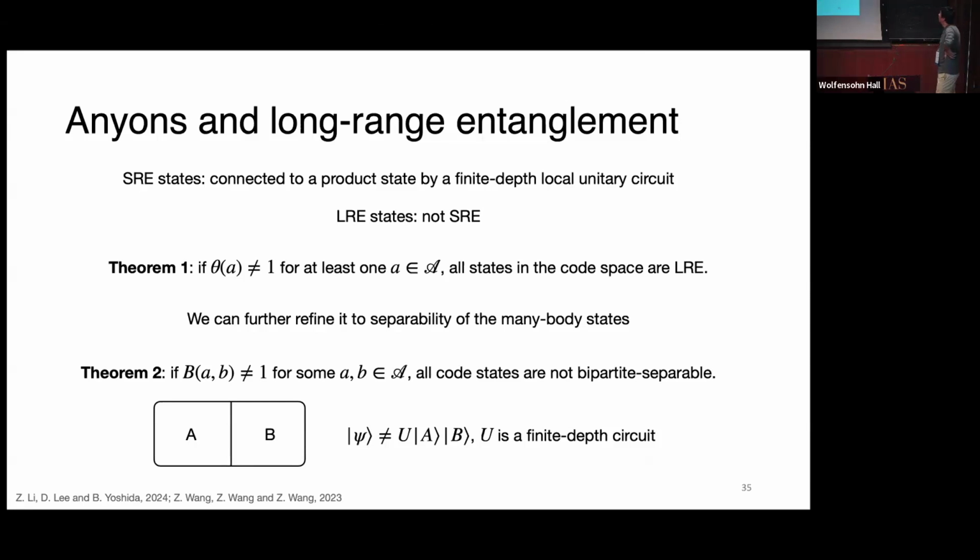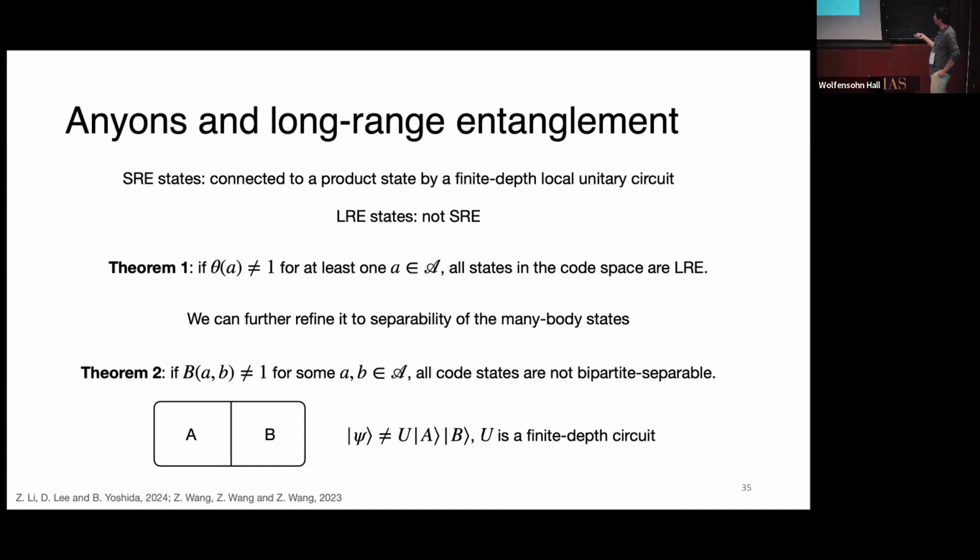Okay. So first, let me define a very rough classification of long-range entanglement. So what's short-range entanglement? Well, the working definition here is that a short-range entangled state is whatever is connected to a product state by a finite depth local circuit. So that's short-range entanglement that can be created by just doing local evolutions. And a long-range entangled state is whatever is not short-range entangled. Not a very useful definition, but that's one definition.